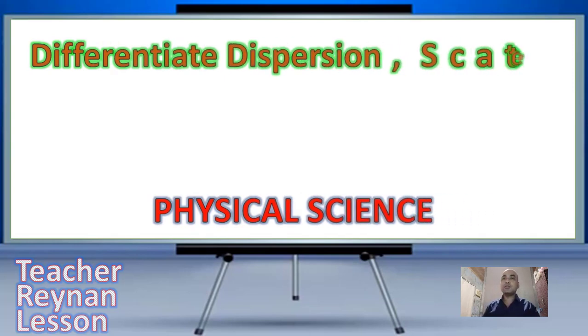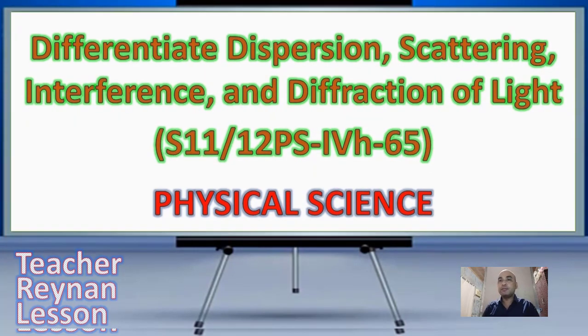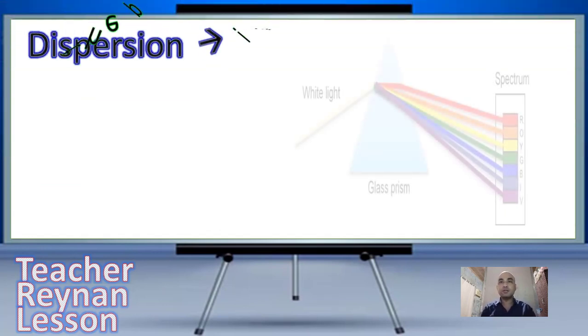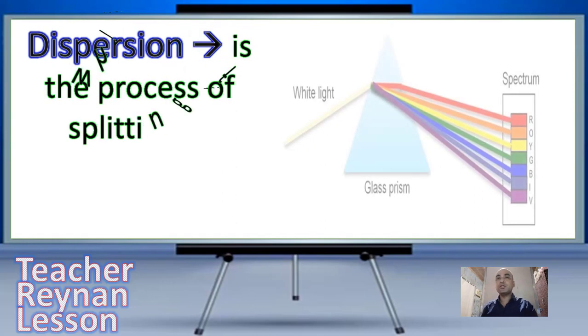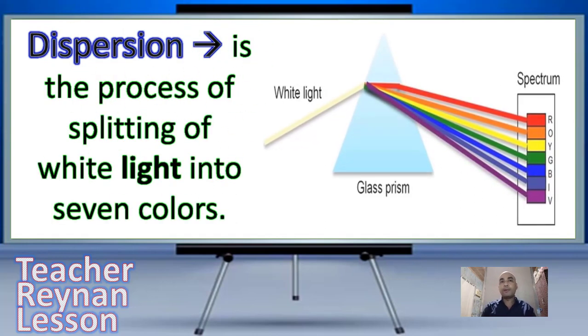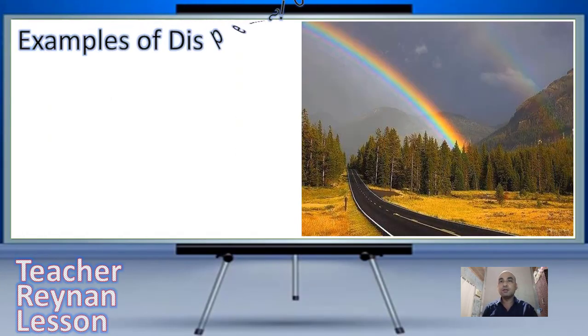Today's lesson in physical science, we're going to differentiate dispersion, scattering, interference, and diffraction of light. First, we have dispersion. Dispersion is the process of splitting of white light into 7 colors. As you can see, when the light undergoes refraction, as the speed of light changes, the white light splits into 7 colors.